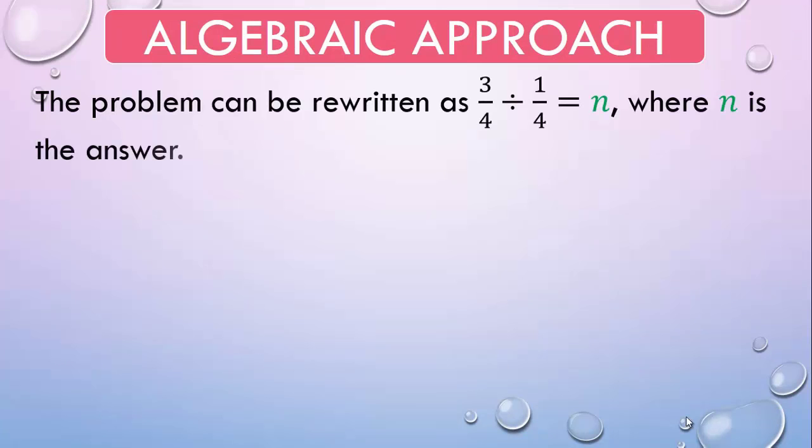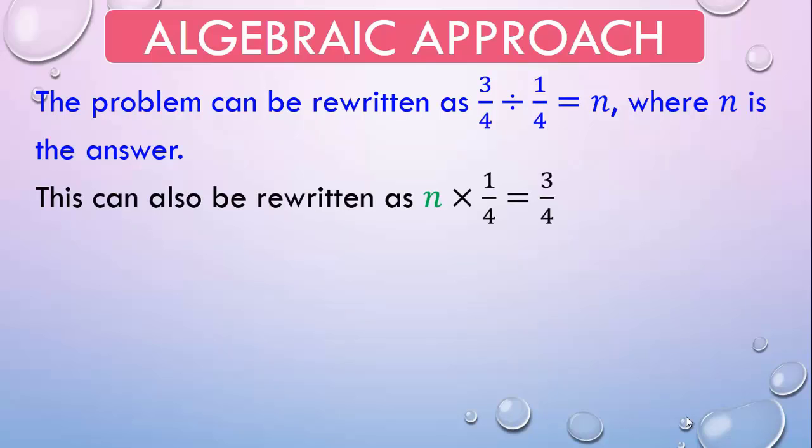The problem can be rewritten as 3/4 divided by 1/4, giving us the answer n, where n is the answer. This can also be written as n times 1/4 is equal to 3/4, implying that 1/4 n is equal to 3/4.